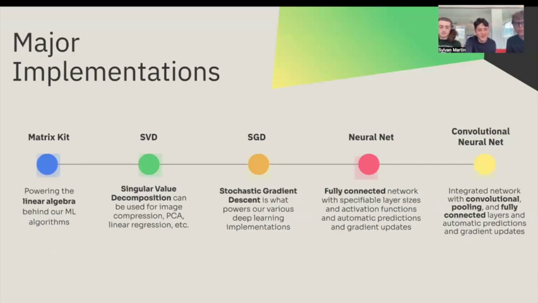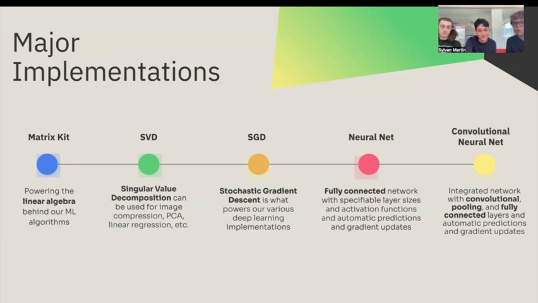We heavily utilize Sylvan's MatrixKit, which is a linear algebra library implemented in Rust. Then we also implemented singular value decomposition, which can be used for image compression and different applications that will be explained later. And we implemented stochastic gradient descent, which is our training engine for both our neural net and convolutional neural network.